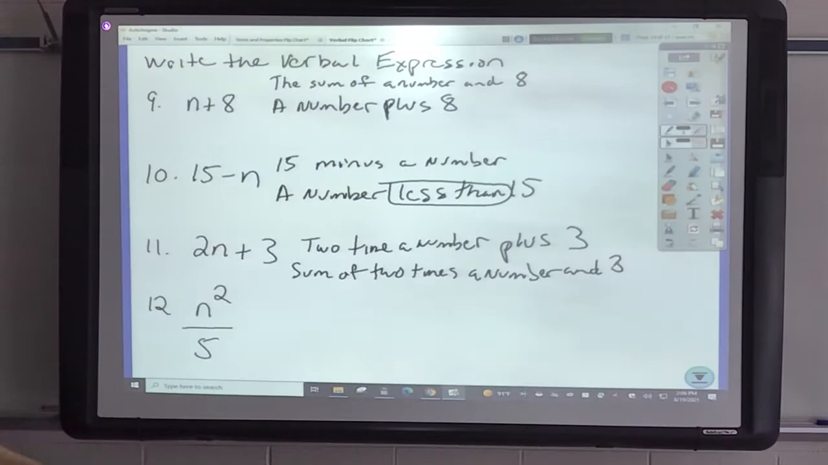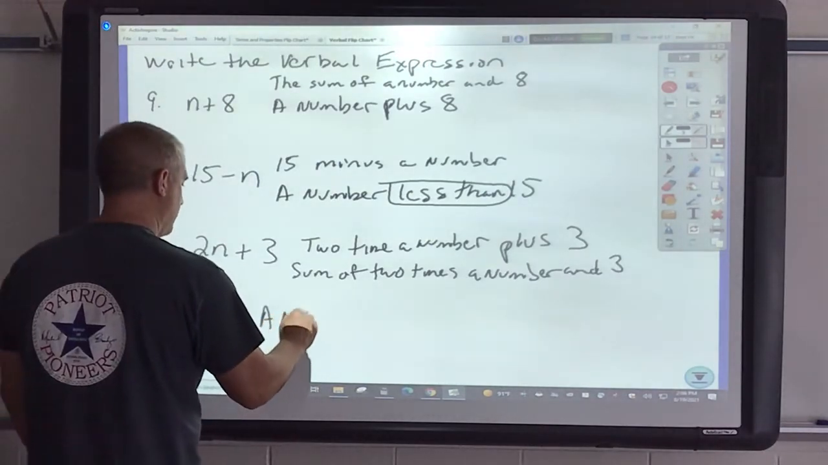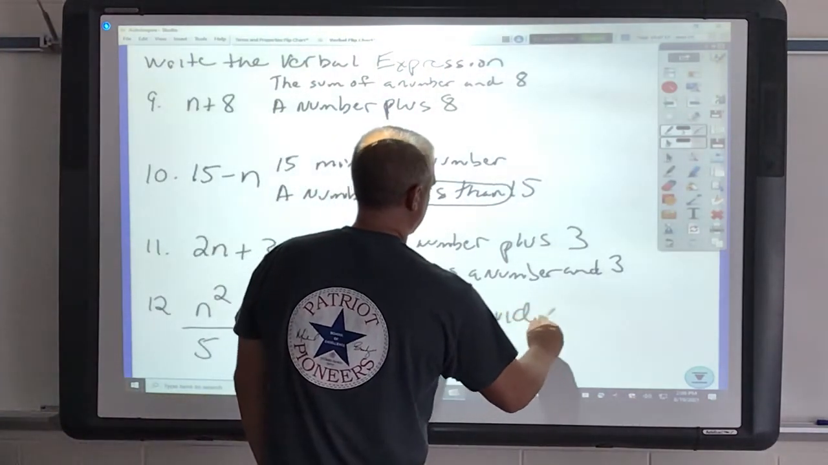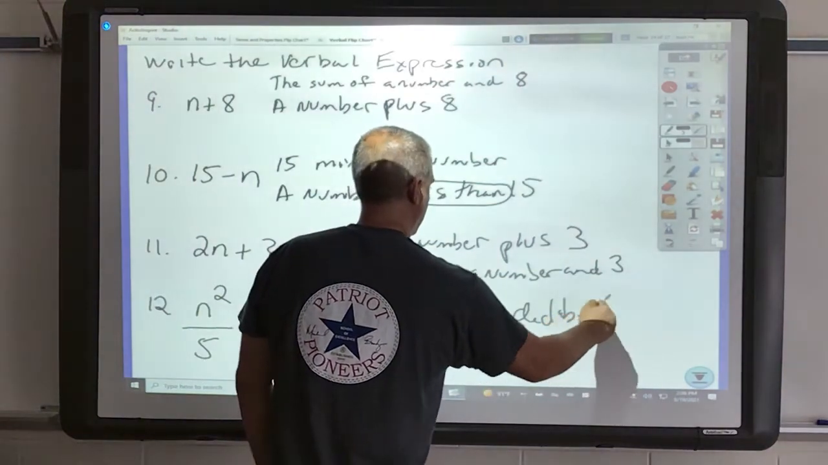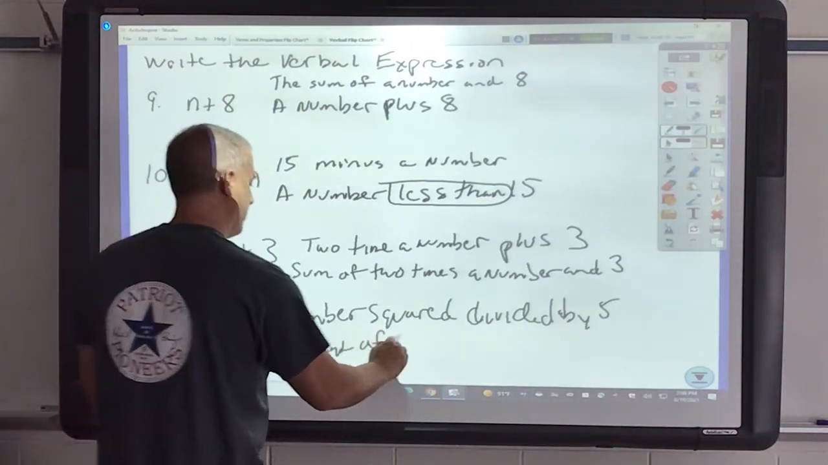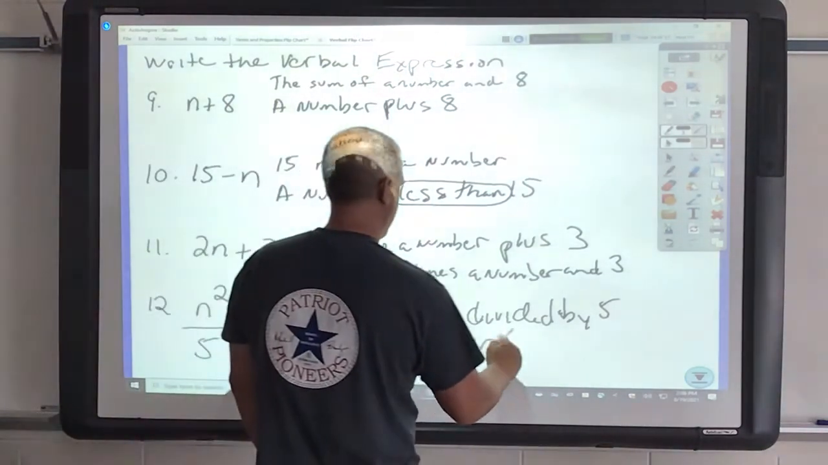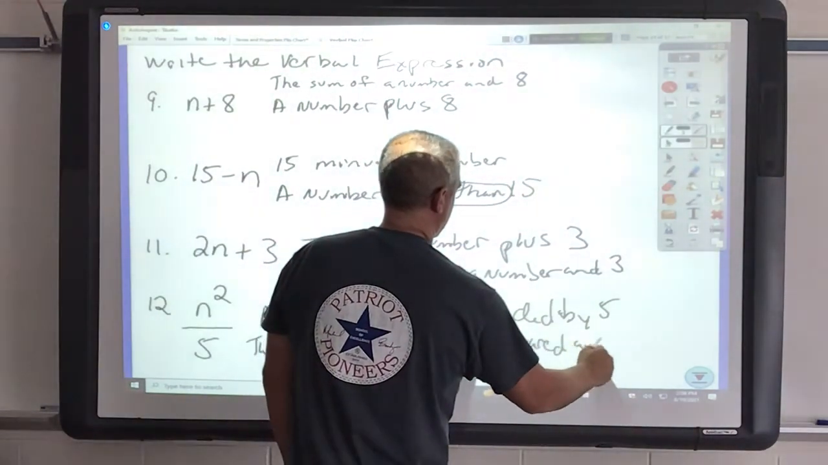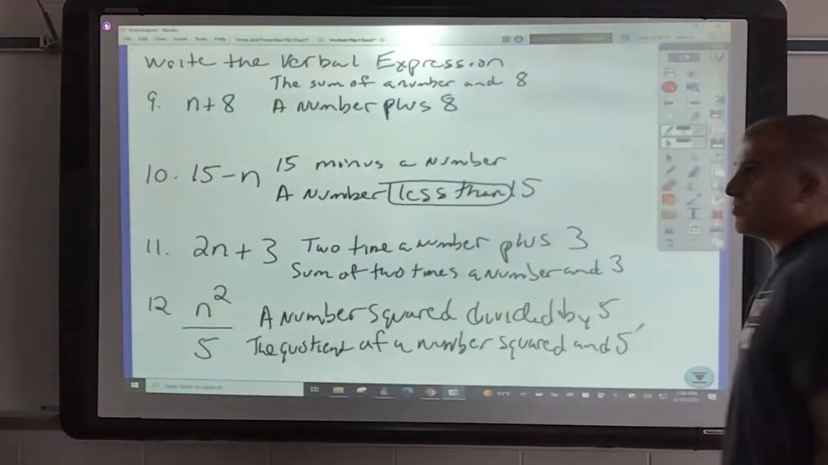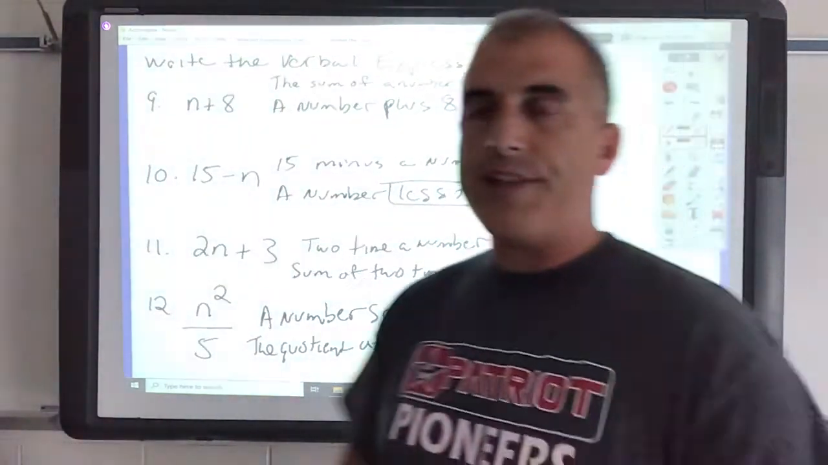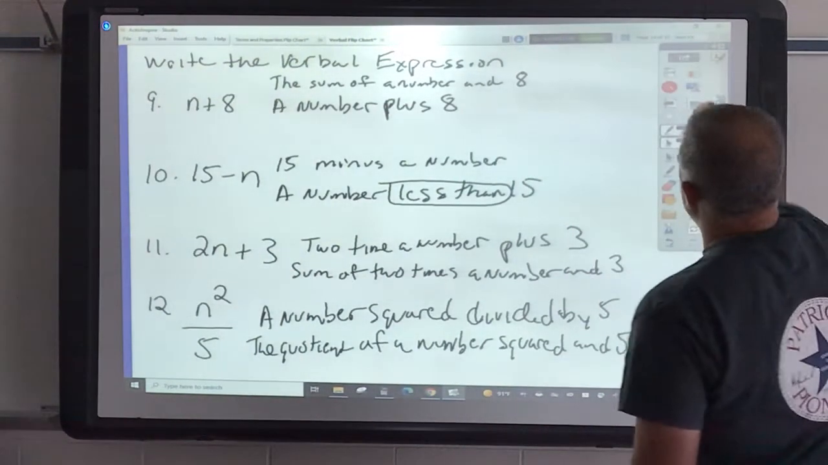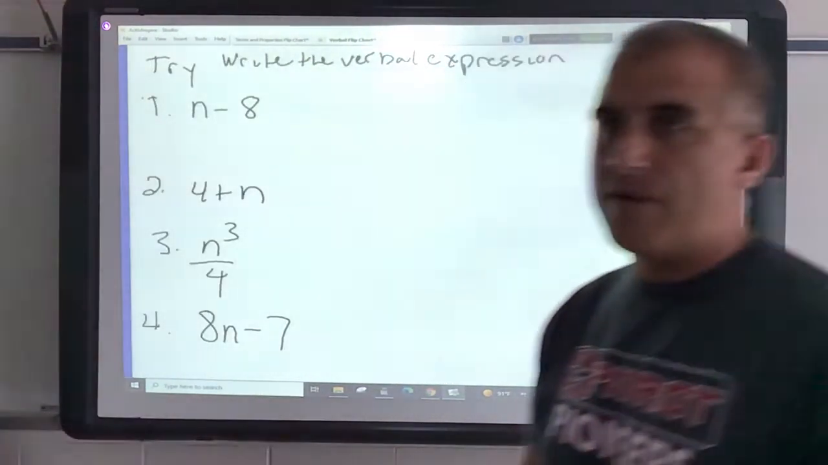What's happening here? A number squared divided by 5. You could say the quotient of a number squared and 5. Either answer is acceptable. All these ones are good. The real key on this is when you read it back, just make sure it matches up with what you have. If it does, you're good. All right, so go ahead and pause your video and work on these.